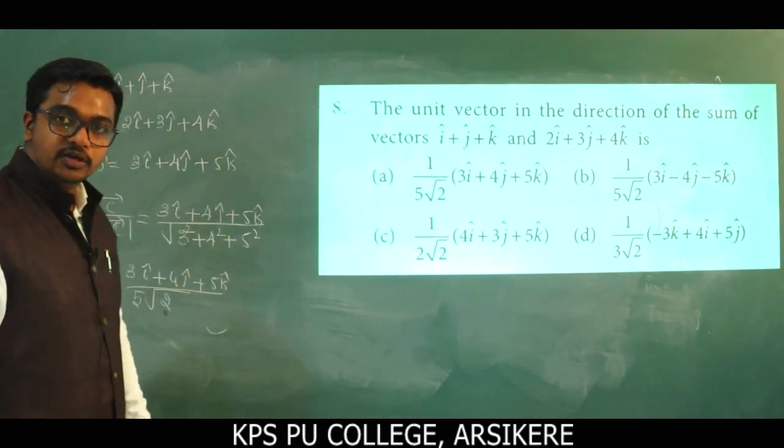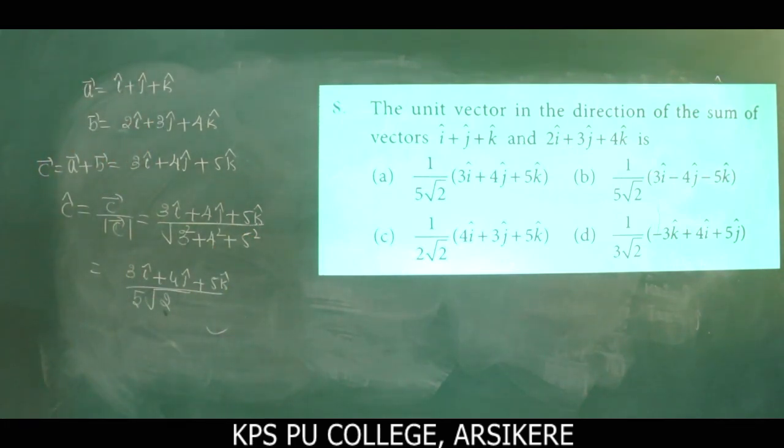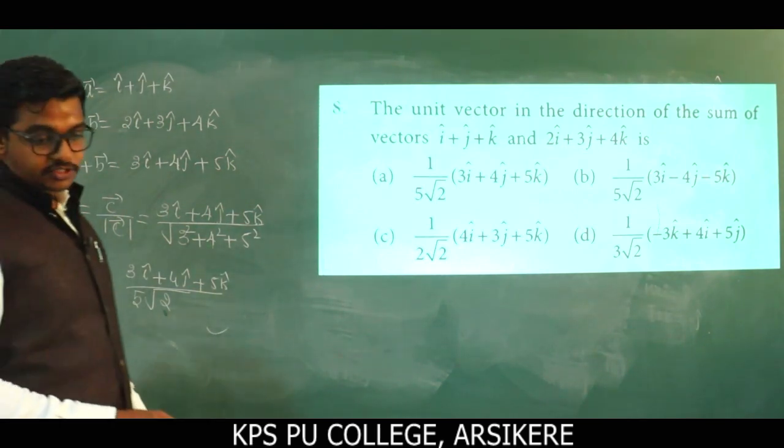This is the method to find the unit vector in the direction of the sum of the two vectors. Take a pause and note it down. And the next question.